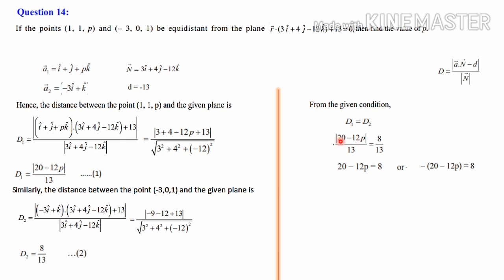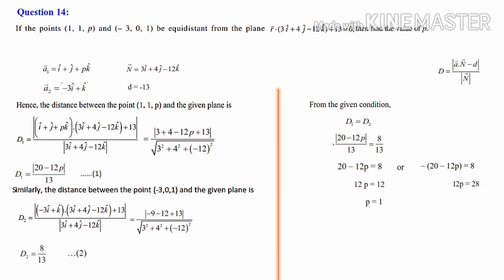If it is positive, 20 minus 12p will be coming. If it is negative, minus of 20 minus 12p is coming. That is equal to, right hand side is same, 8, and this 13 and 13 cancelled. Then from here 12p, if you take to the right side, it becomes plus 12p, and this 8 coming to the left side, that is 20 minus 8 is 12. That is p is equal to 12 by 12, answer is 1.